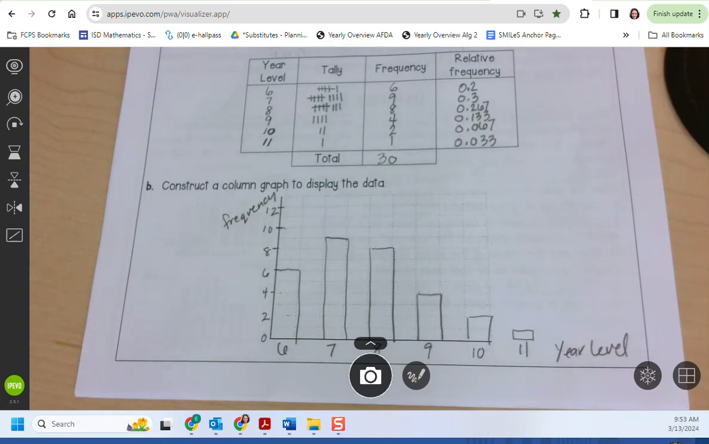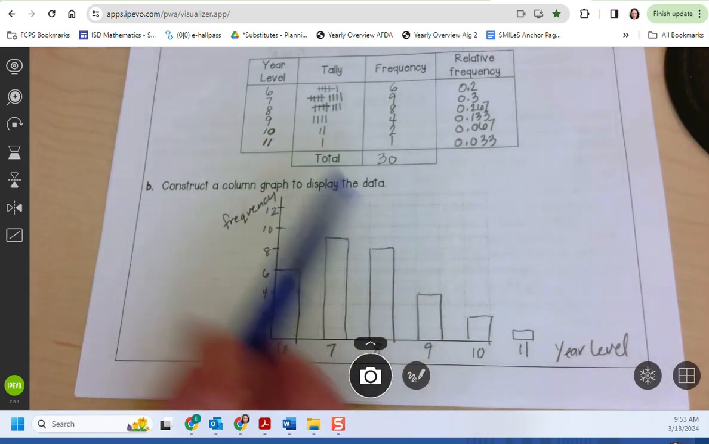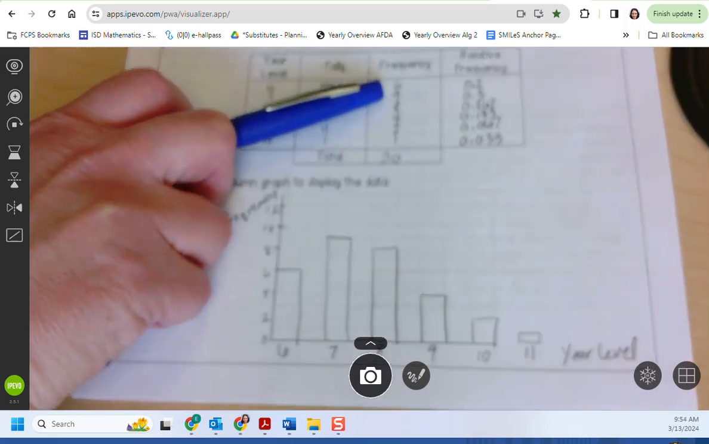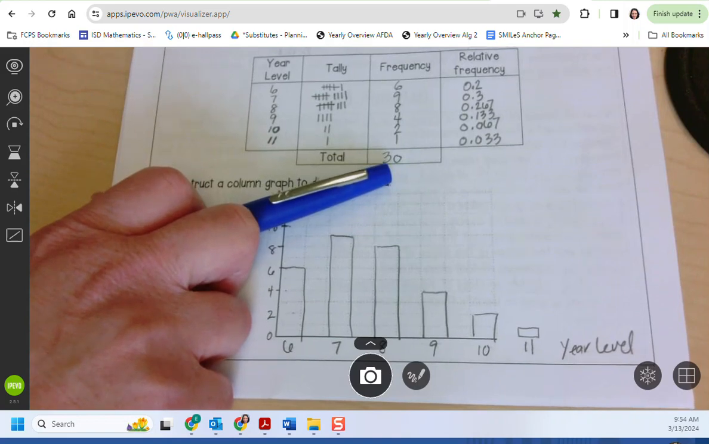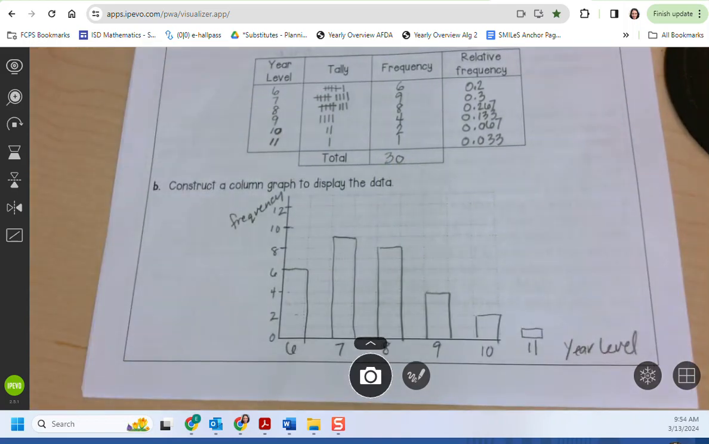So I'm on the back. I'm just answering these questions because some people are still looking at this. What percentage of the children were in year 8 or below? So that would be adding up 8 plus 9 plus 6, dividing by 30. Right? Below would it be? Oh yeah, it says 8 or below, right? Yeah.